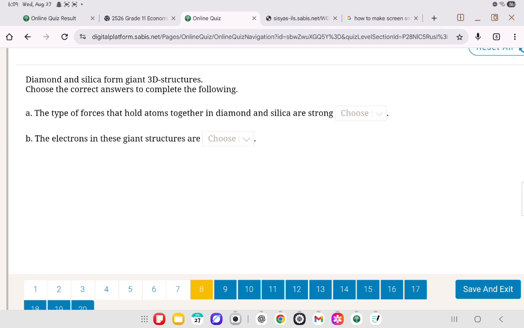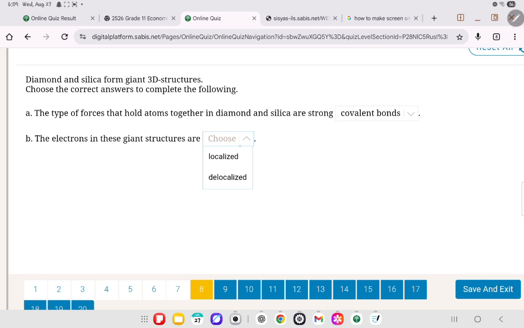Now, both of these are hard, strong materials. The atoms of these materials are held together by strong covalent bonds. We all know that diamond is one of the strongest minerals on Earth, and this is due to the very strong covalent bonds that hold the atoms together. Now, this is a very important question.